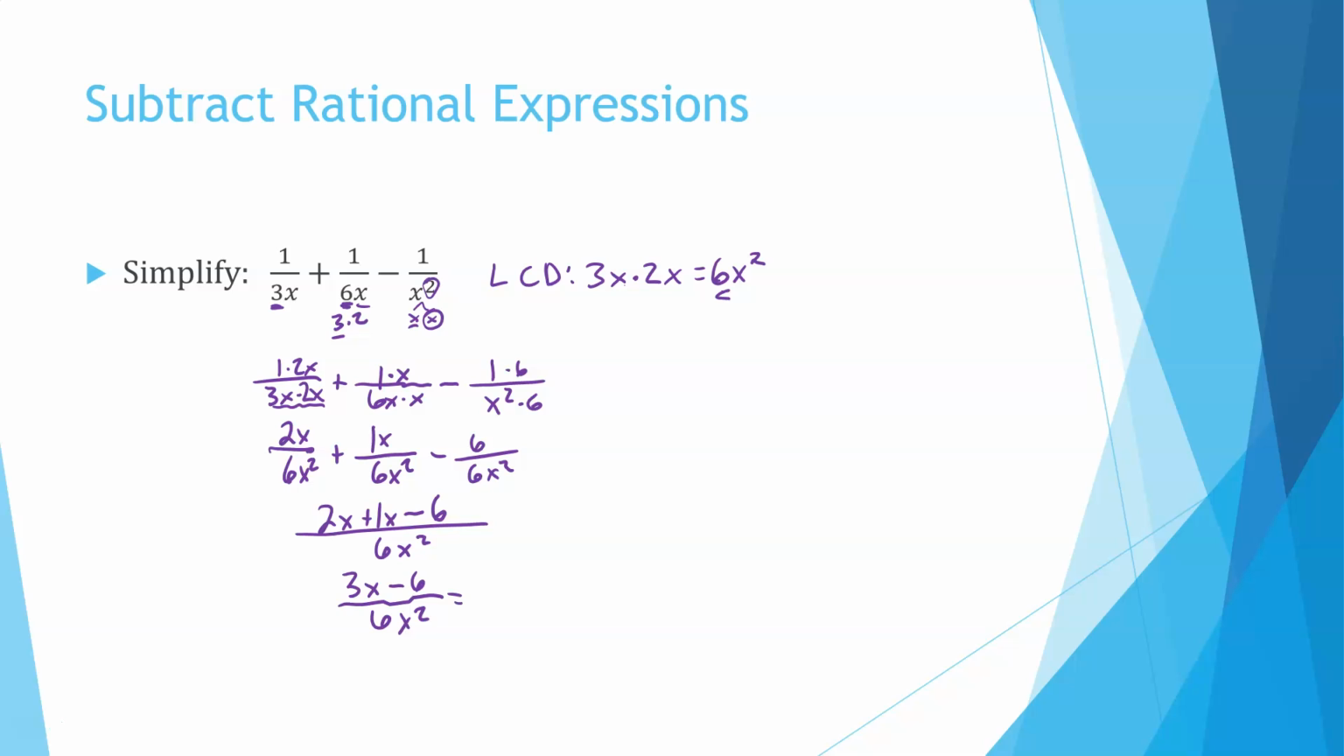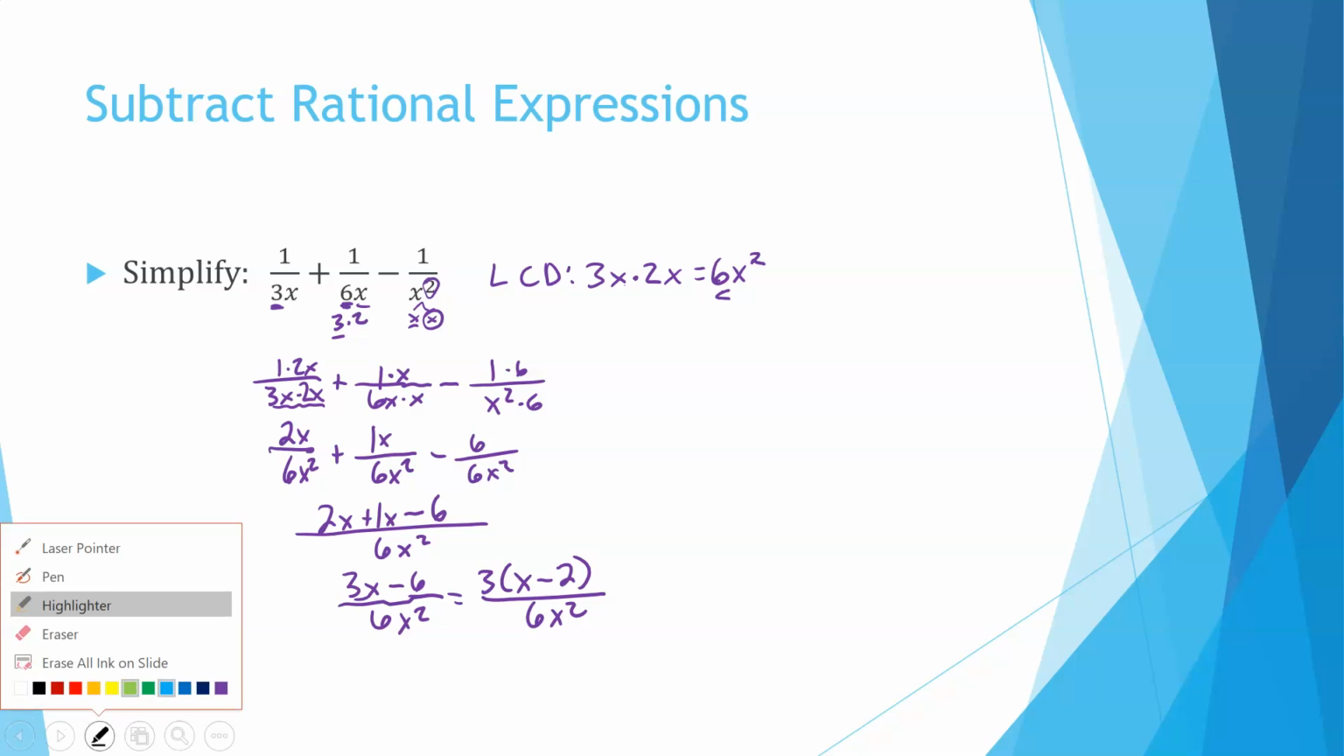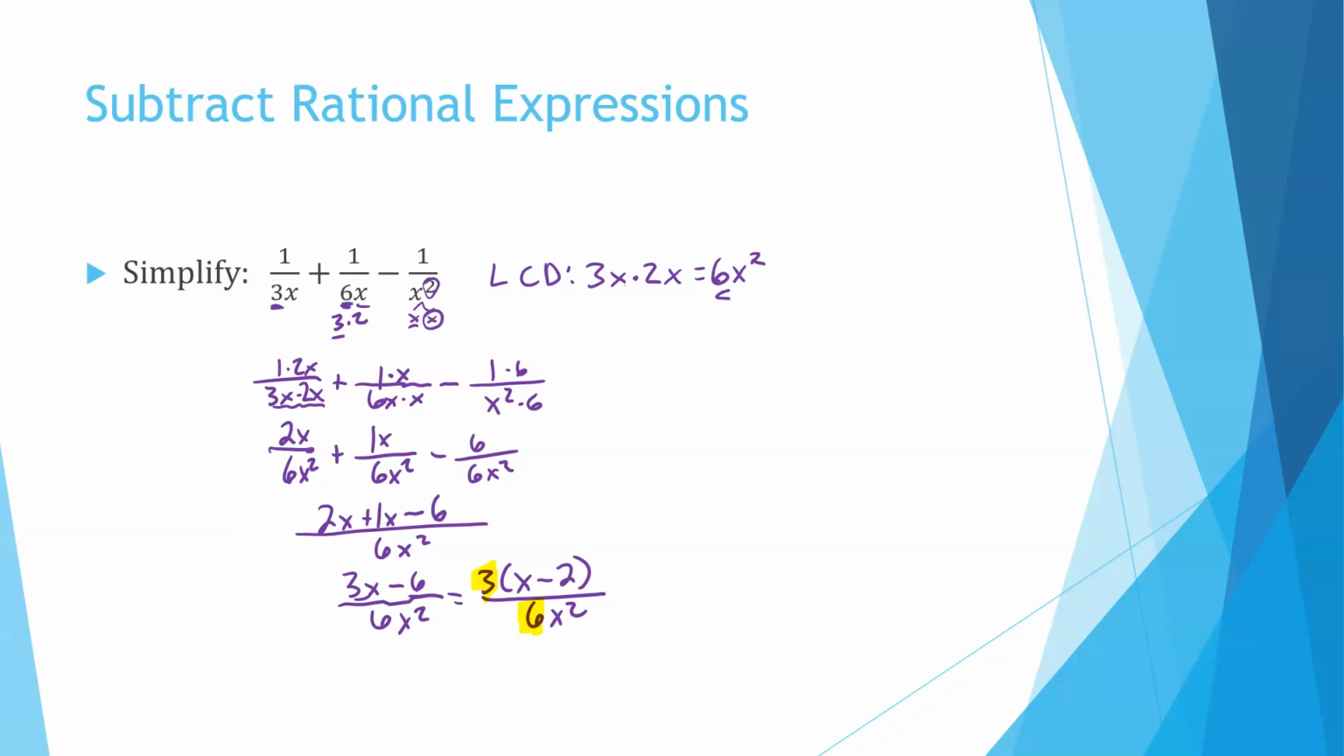I factor the numerator if I can. I see that there's a 3 in common, so it's the same as 3 times x minus 2 over 6x squared. And now I simplify, and what I see is that I have these two numbers attached to the front being multiplied, and I know they're both divisible by 3, so I'm going to reduce them.